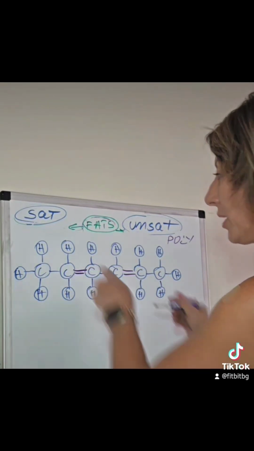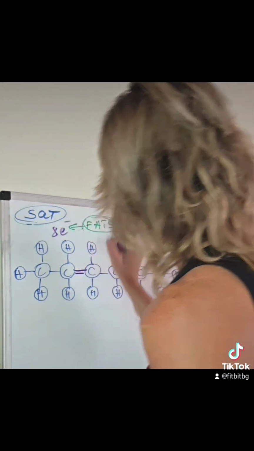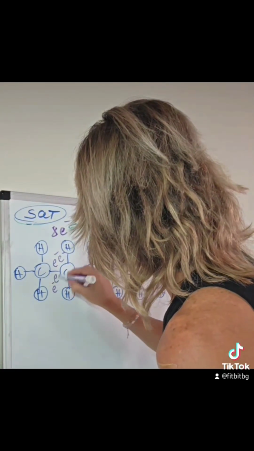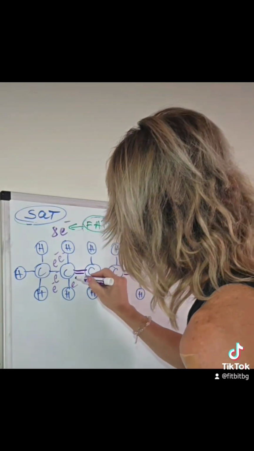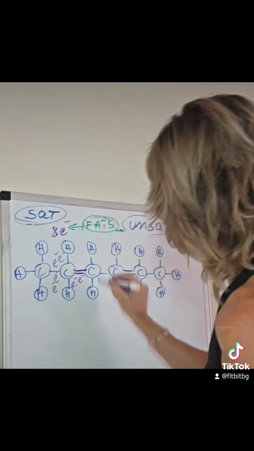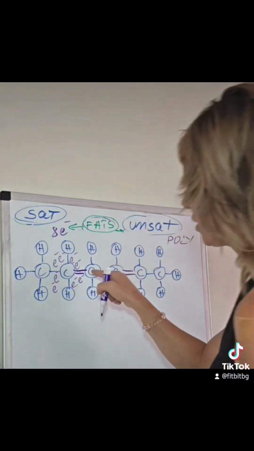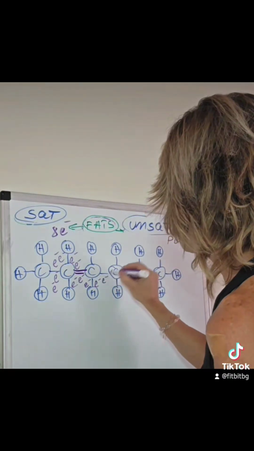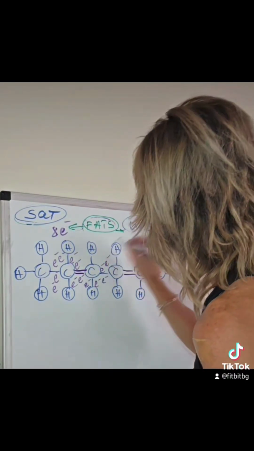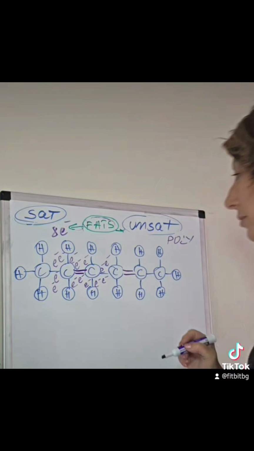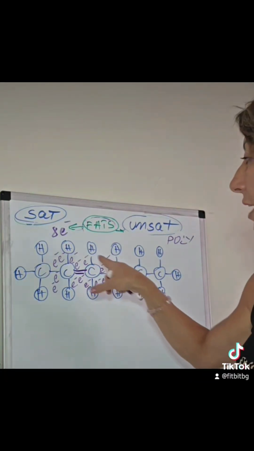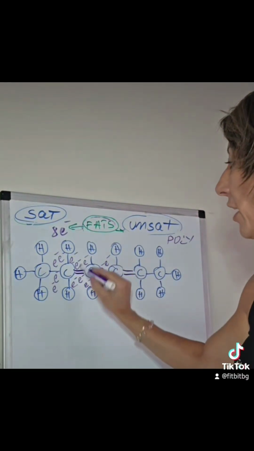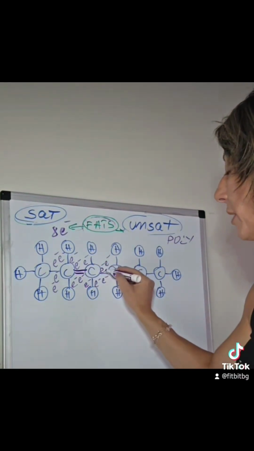Each of these carbons has to have 8 electrons. So here you have 2, here we have 2 electrons, and here we have 1, 2, but this second one is shared with this carbon. So here you're going to have 1, here we have 2, here we have 2, and here you have 1. So as you can see, instead of this molecule having 8 electrons, basically it shares with the carbon that's right next to it.